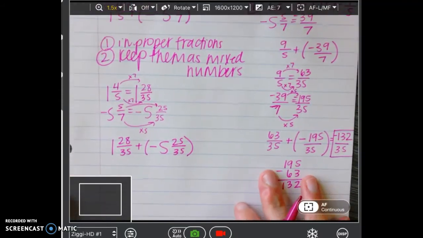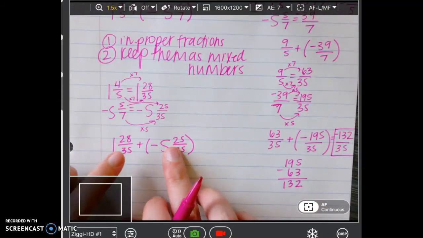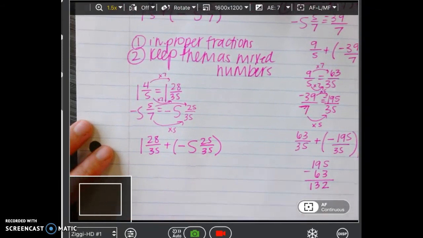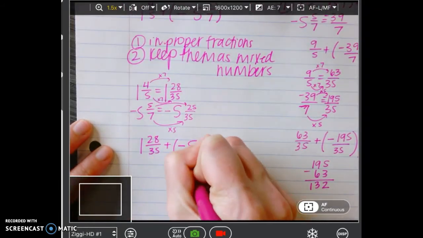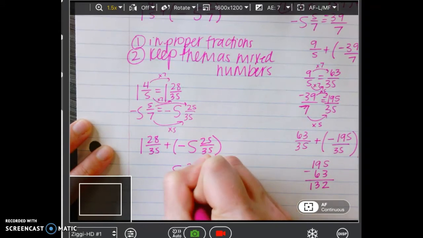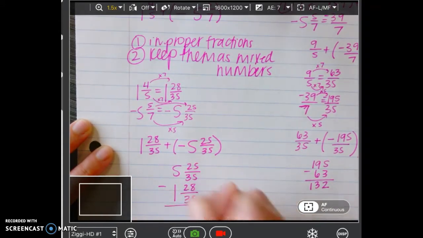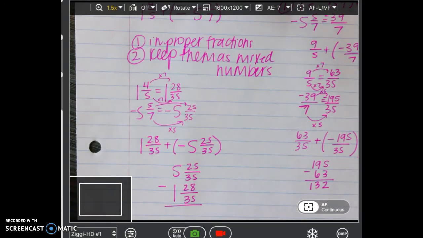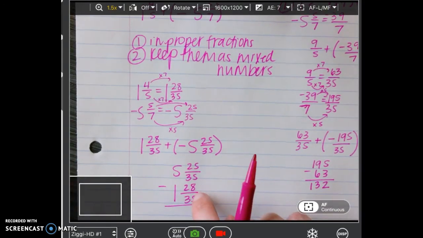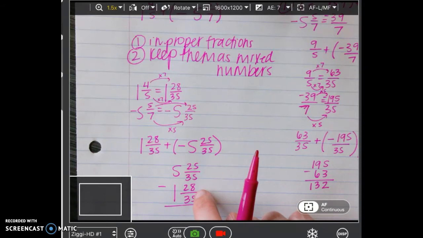So now I have 1 28/35 plus a -5 25/35. So again, since I'm adding and one is positive and one is negative, I need to subtract them. So I'm going to put the bigger number up top, so that will be 5 25/35 minus 1 28/35. Now when I look at this here, I cannot take away 28/35 from 25/35.